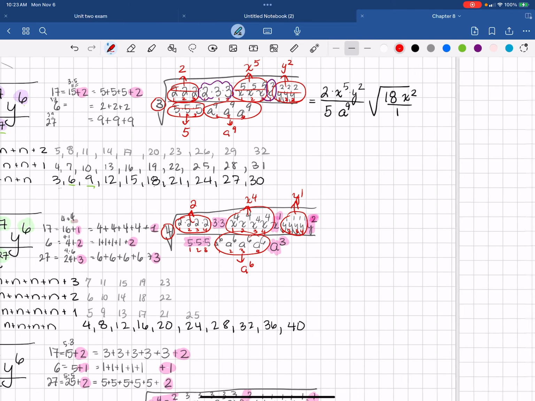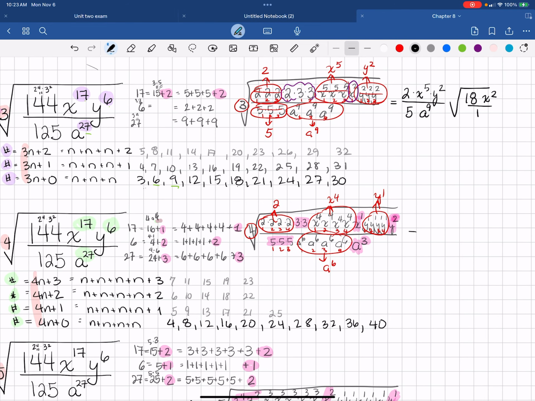So we are left with 2 x to the 4th, y to the 1, all over a to the 6th. And we're left with this 4th root of, we have 3 times 3, so we have 9 x to the 1 y squared over 125 a cubed. And that's how we go about that one.